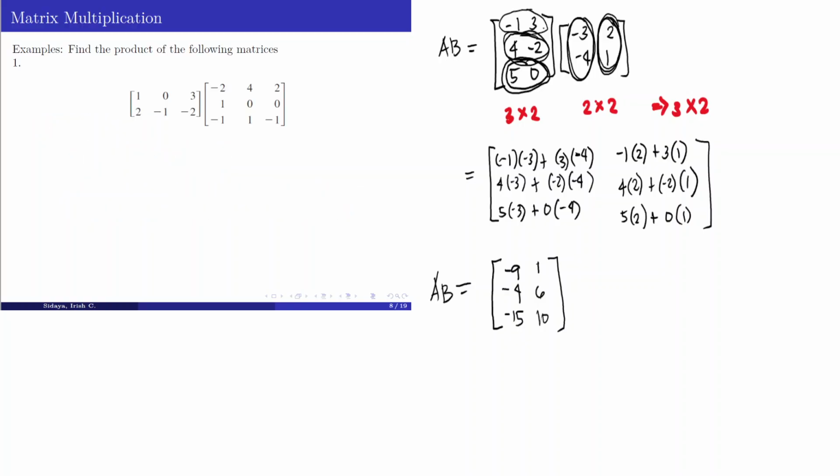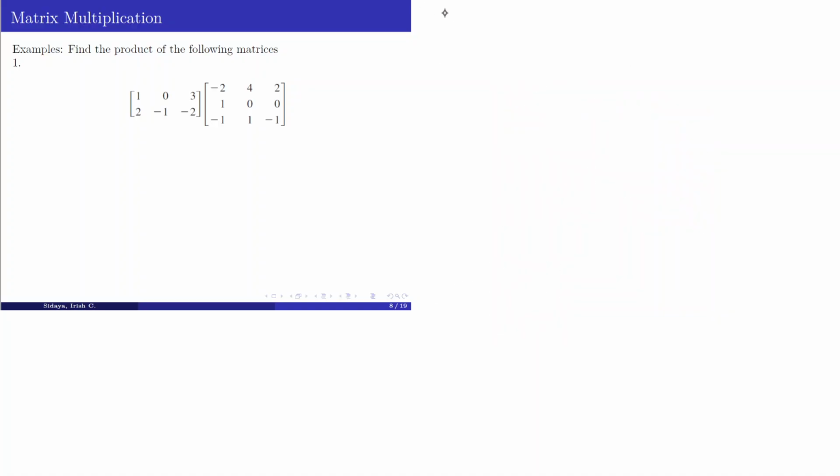Next, let us have some more examples for matrix multiplication. So the first one, observe that the first matrix is a 2 by 3 matrix and the other one is a 3 by 3 matrix. So therefore, the product is defined and the resulting matrix must be a 2 by 3 matrix. So let us write the given first.